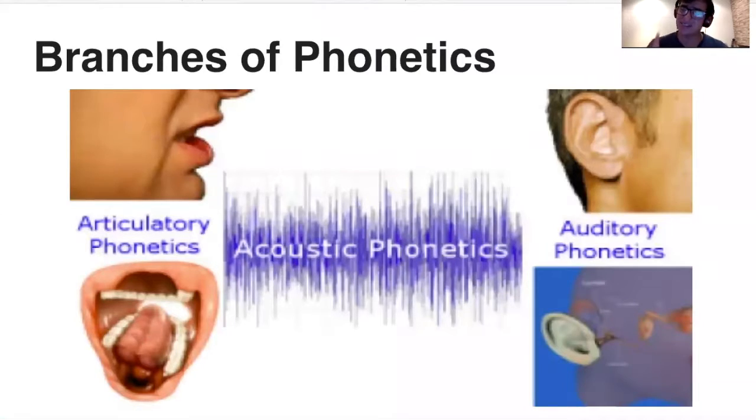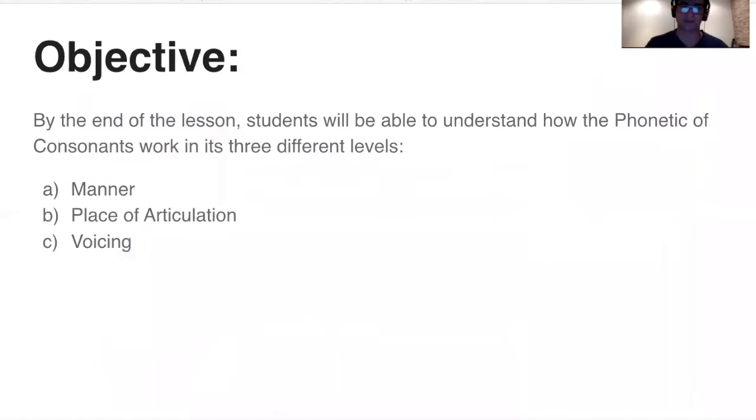Within phonetics itself, there are three different branches. The first one, articulatory phonetics. The second one, acoustic phonetics. And the third one, auditory phonetics. For today, we will only focus on articulatory phonetics. Now, the objective for this lesson is to understand how consonants in English work within articulatory phonetics.